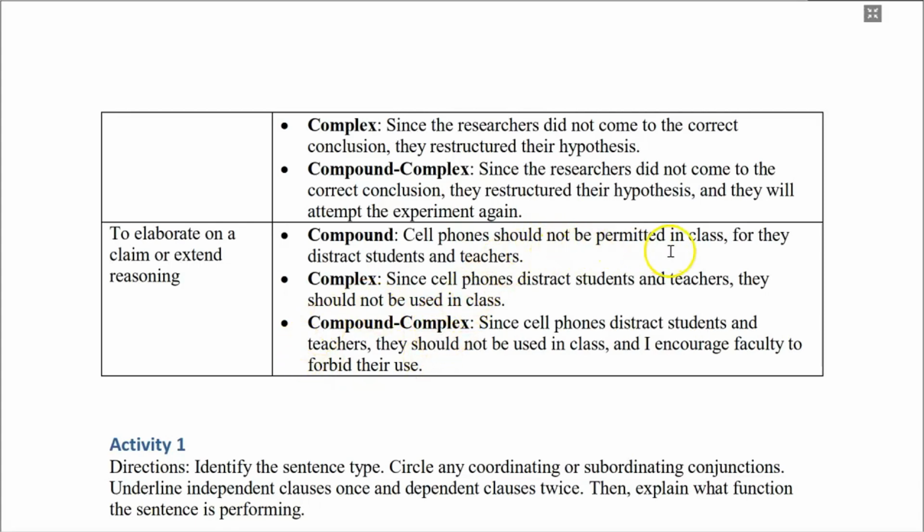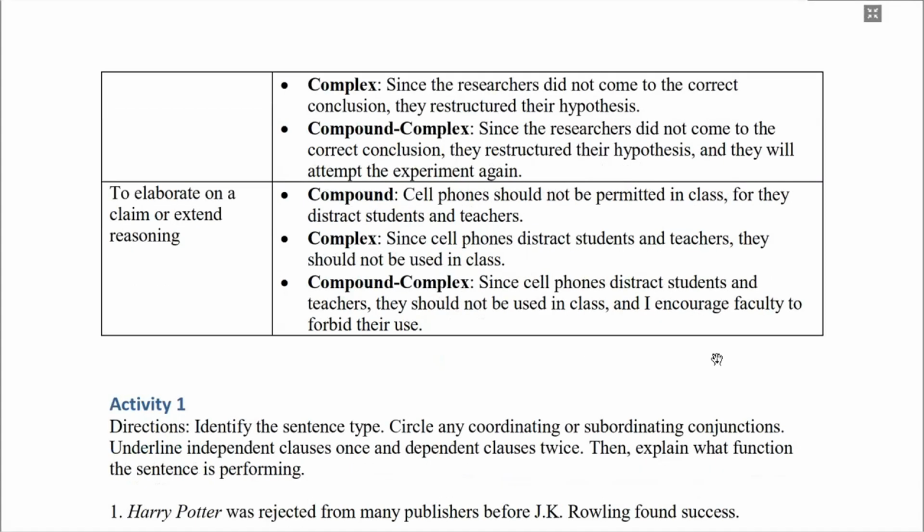Cell phones should not be permitted in class for they distract students and teachers. Complex, we read, since cell phones distract students and teachers, they should not be used in class. While compound complex would read, since cell phones distract students and teachers, they should not be used in class, and I encourage faculty to forbid it. So that is all about types of sentences.